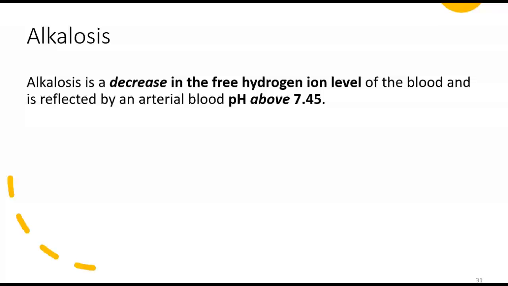This recording will go over alkalosis. Alkalosis occurs when there's an excess of bases, especially bicarbonate. The amount and strength of the bases is greater than normal compared with the amount of acids. Alkalosis is a decrease in the free hydrogen ion level of the blood and is reflected by an arterial blood pH above 7.45. So remember, pH and hydrogen ions are inversely related. If the hydrogen ions decrease, go down, that means the pH is going to go up. In this case, above 7.45.